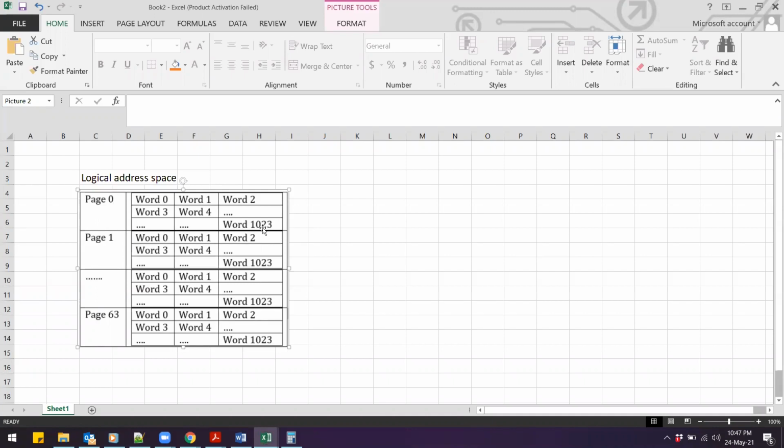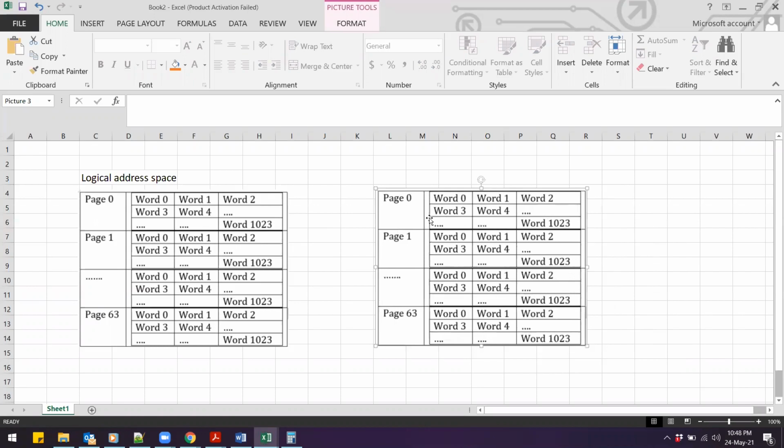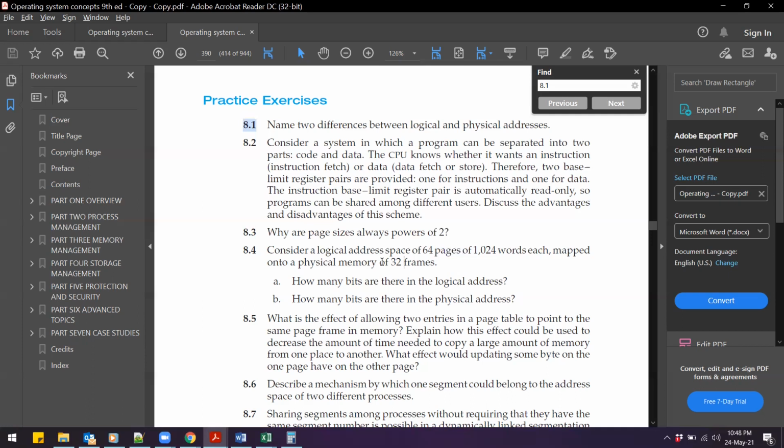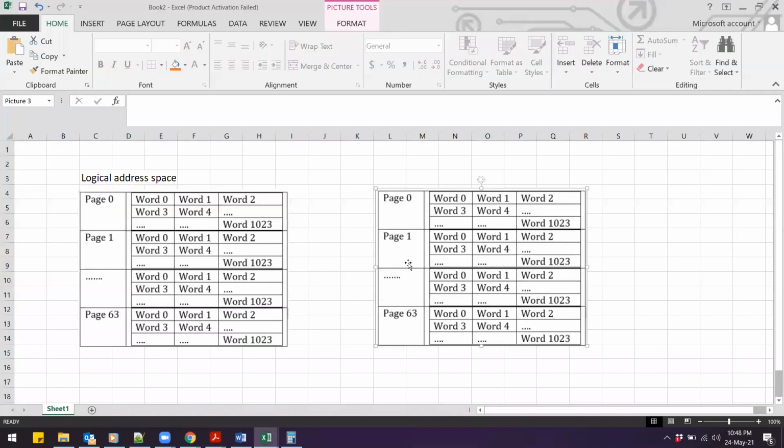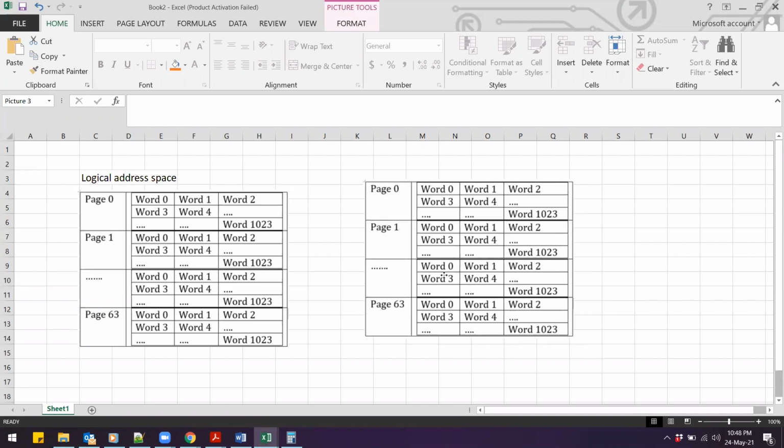Now the physical memory will look something very similar, but instead of page, we will have frame. So in this case, the frames will be from 0 to 31, because there are 32 frames. So this will be frame 0 all the way up till frame 31. And the other thing in here is each frame or each page in either the physical memory or logical memory will be of the same size. That means if each frame is 4 bytes, then each page will also be 4 bytes.